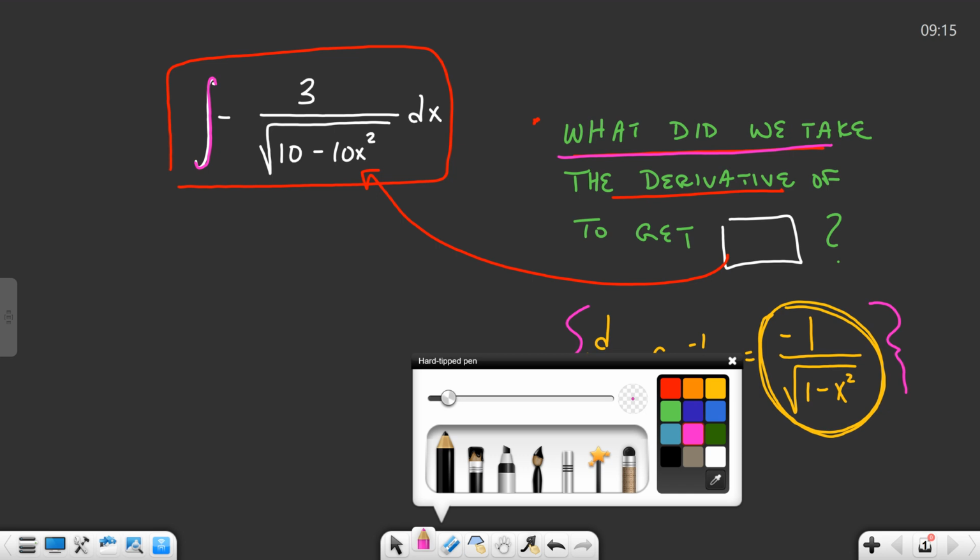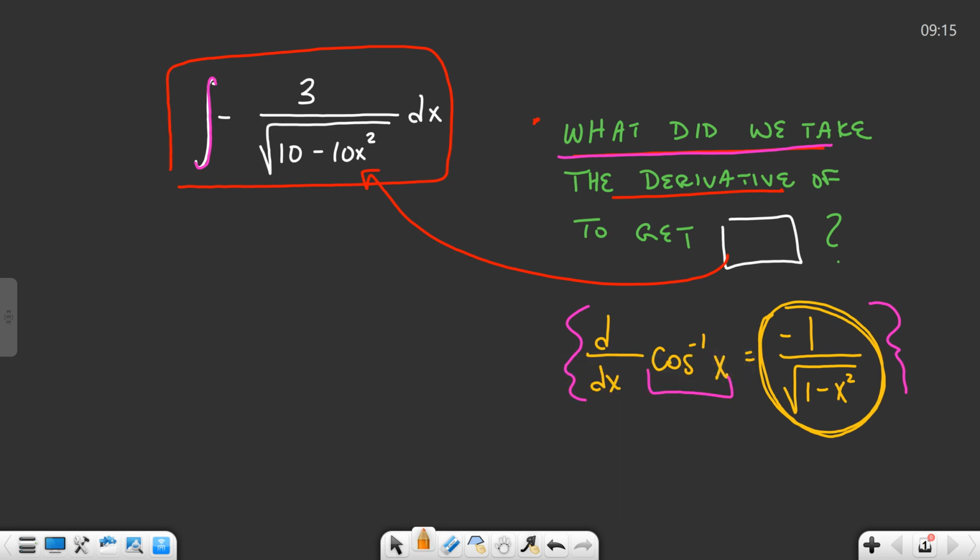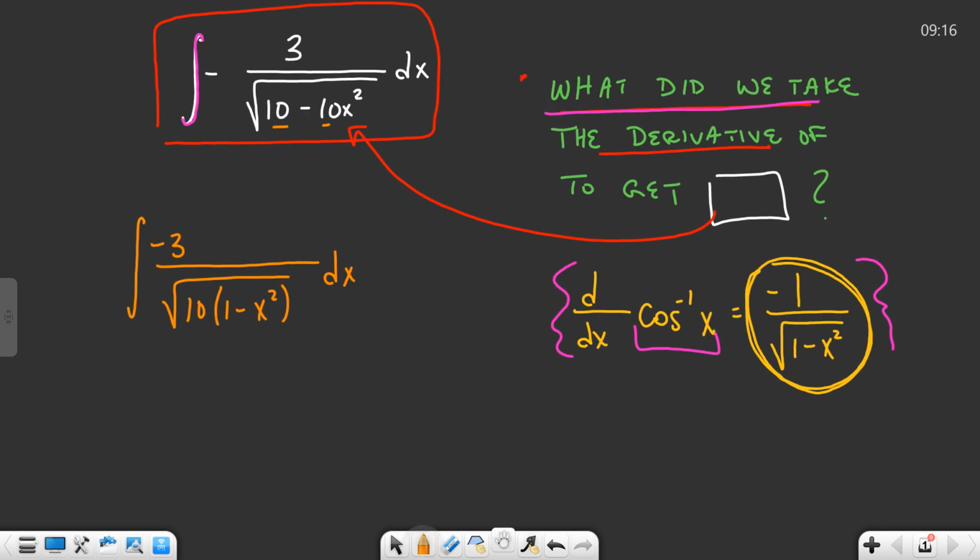So then let's discuss how we're supposed to manipulate this thing that's written in white so that it looks like what's in yellow. Well, we'll take this constant, negative 3, okay? And we're going to manipulate the bottom because I noticed that they have a 10 in common. And that would change the denominator so that it looks something like this. And if we use some of those rules from algebra, we can go in and adjust it so that we have 2 square roots, like this.